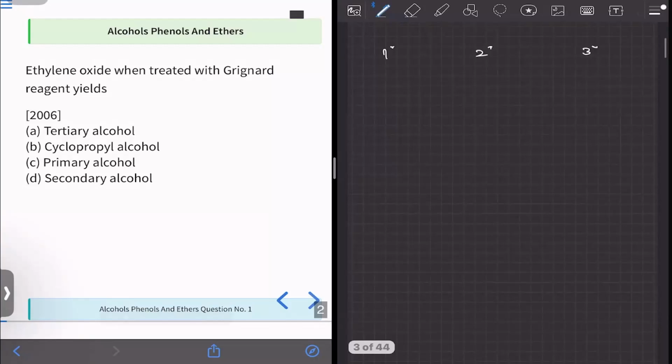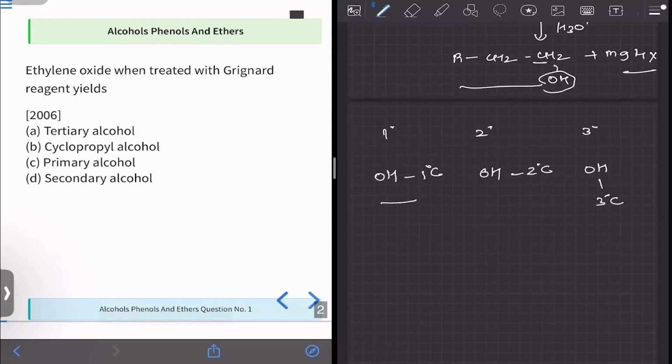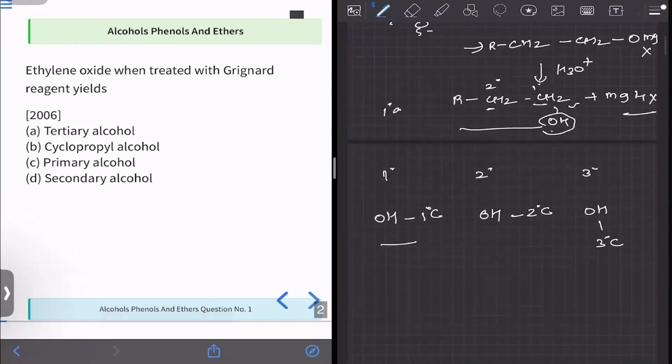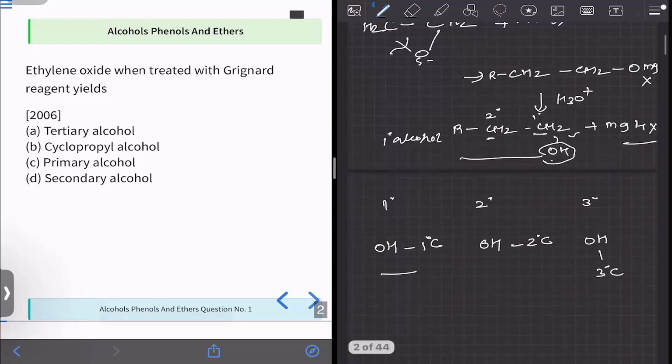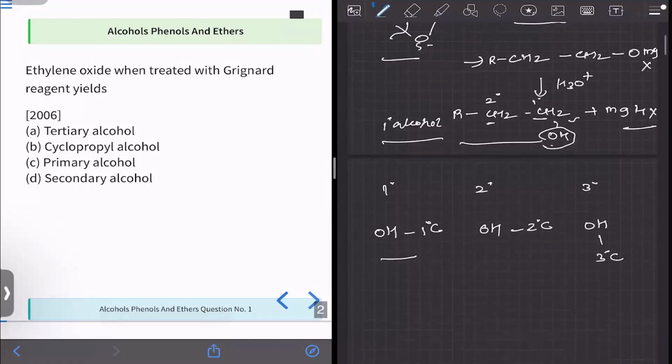See, whenever the hydroxyl group is attached to a primary carbon, it is known as primary alcohol. When the hydroxyl group is attached to a secondary carbon, it is secondary alcohol. When it is attached to a tertiary carbon, it is known as tertiary alcohol. See here, this carbon is a primary carbon and this is a secondary carbon. So the hydroxyl group is attached to the primary carbon, so it is primary alcohol. Whenever ethylene oxide reacts with a Grignard reagent, it produces primary alcohol.